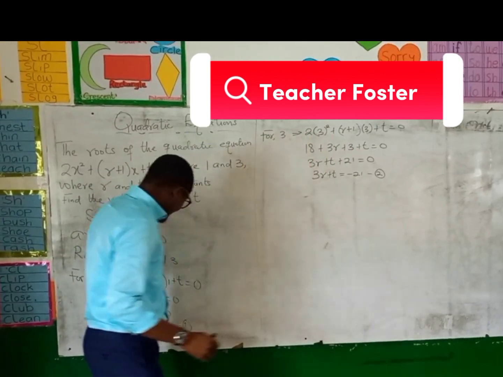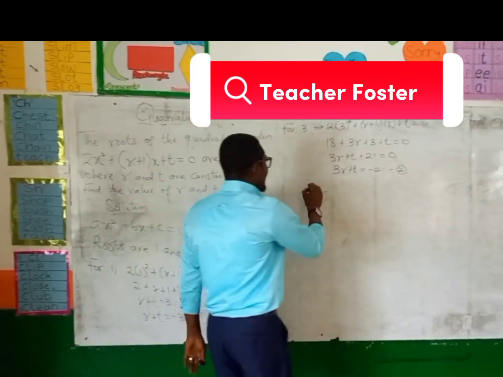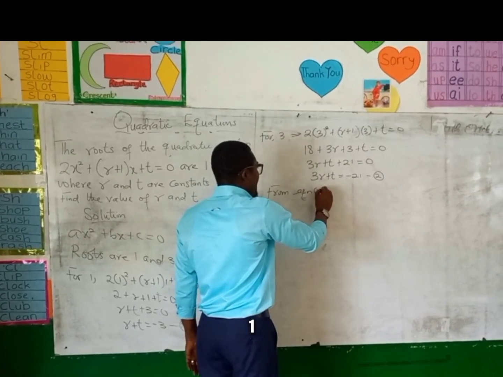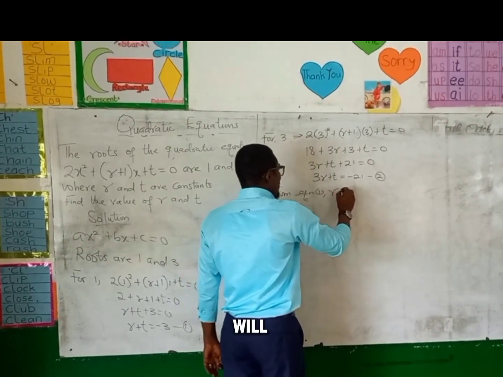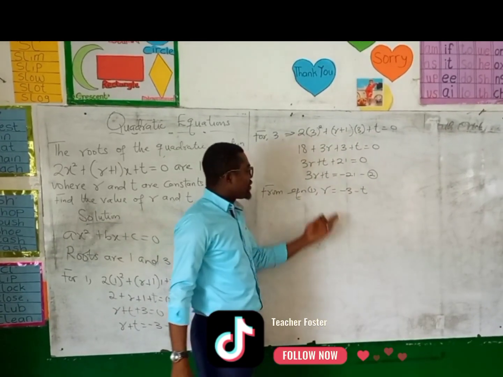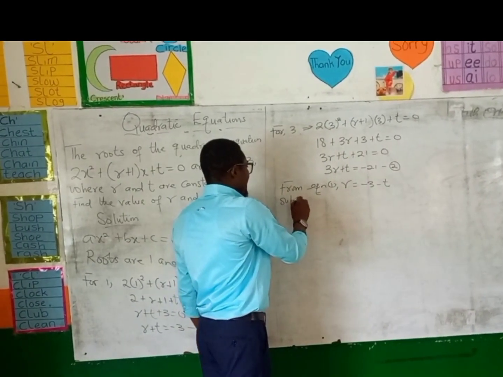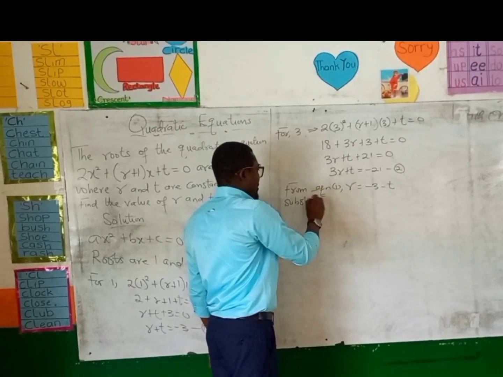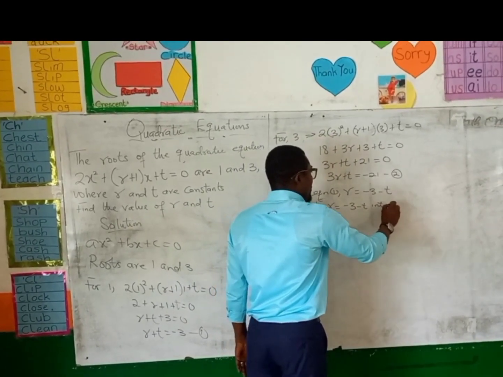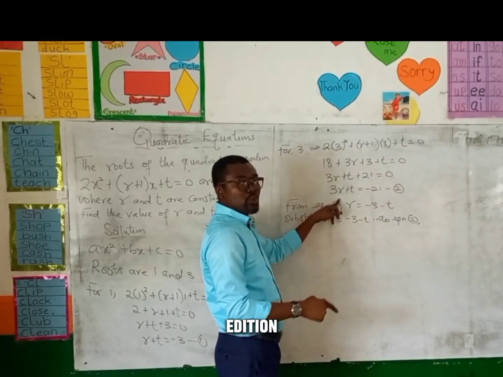I can say that from my equation 1, where r plus t is equal to negative 3, my r will be equal to negative 3 minus t. So if my r is equal to negative 3 minus t, then I can substitute r is equal to negative 3 minus t into equation 2. This is our equation 2.